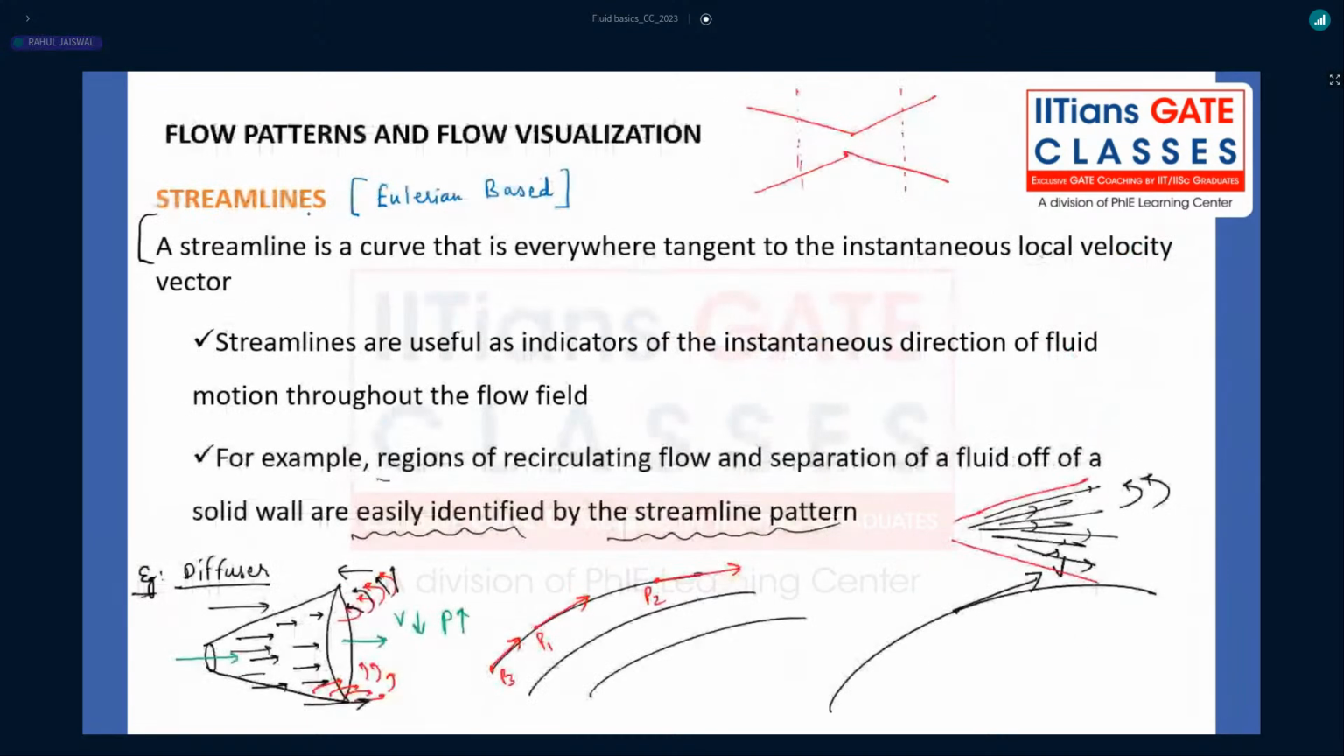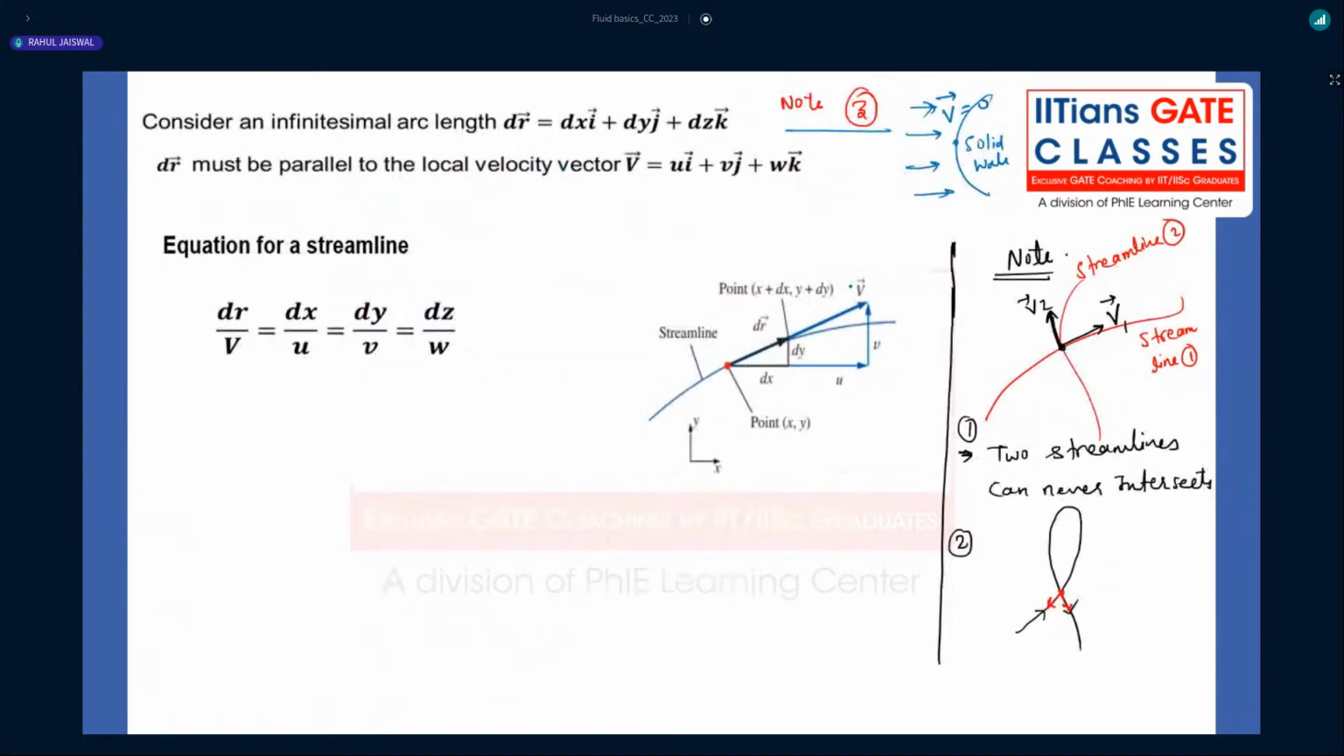Streamline gives the direction of net velocity. This word is very, very important. Net velocity. That means whatever flow happens will be tangent to the streamline. Suppose you have two streamlines, 1 and 2. The flow will happen along the tangent to the streamline. No flow can take place perpendicular to the streamline. Not a single flow will happen across these two streamlines. Why? Because the net velocity in the normal direction is 0, right?